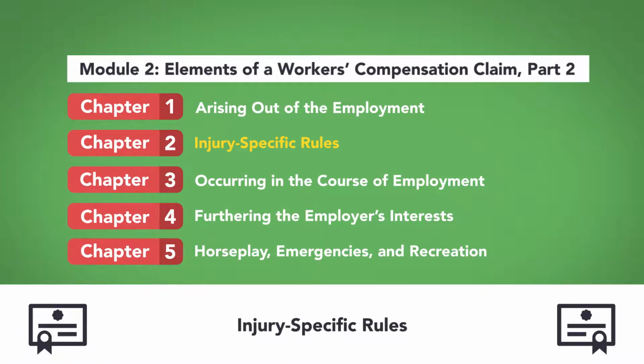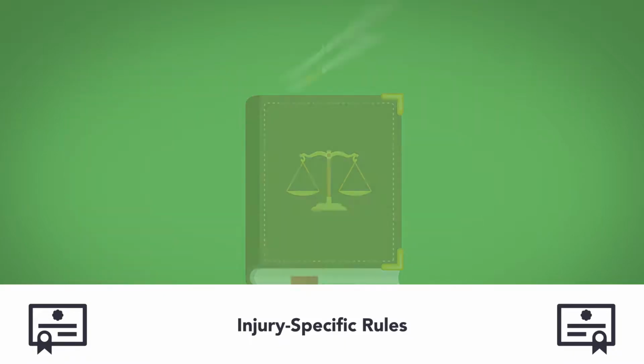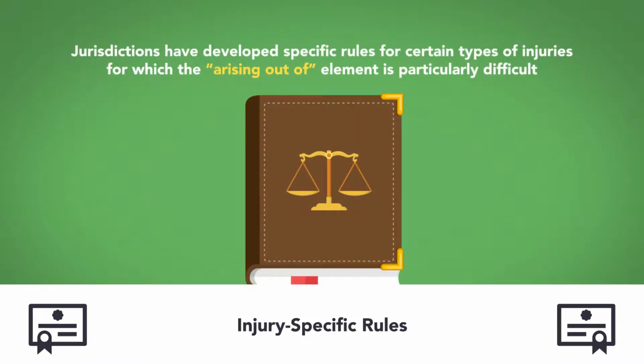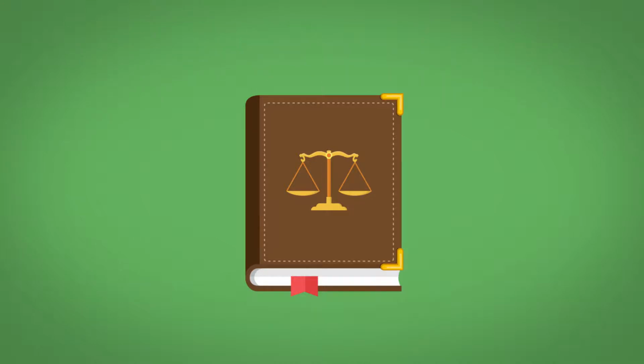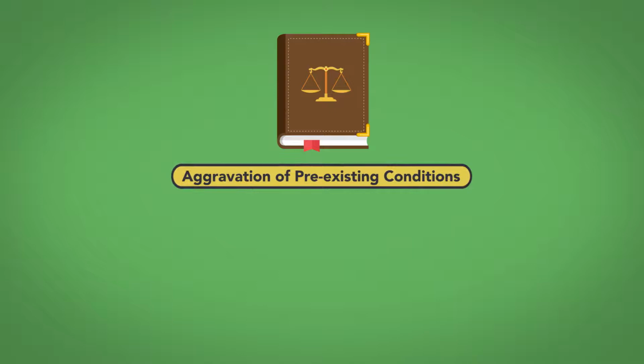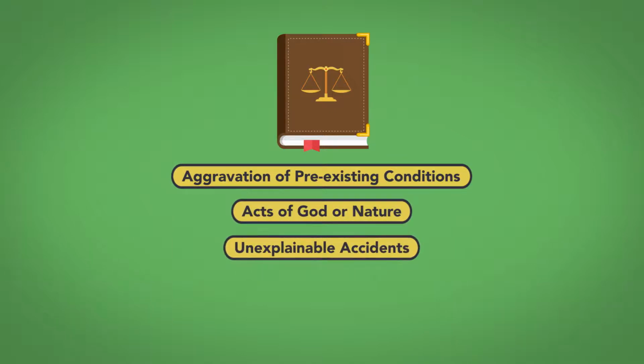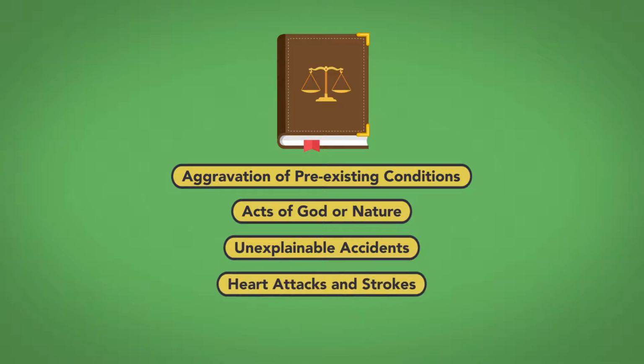Injury-specific rules. In addition to the different causation tests, jurisdictions have developed specific rules for certain types of injuries for which the arising out of element is particularly difficult. Depending upon the jurisdiction, these rules may address aggravation of pre-existing conditions, acts of God or nature, unexplainable accidents, heart attacks and strokes, and medical malpractice, among others.